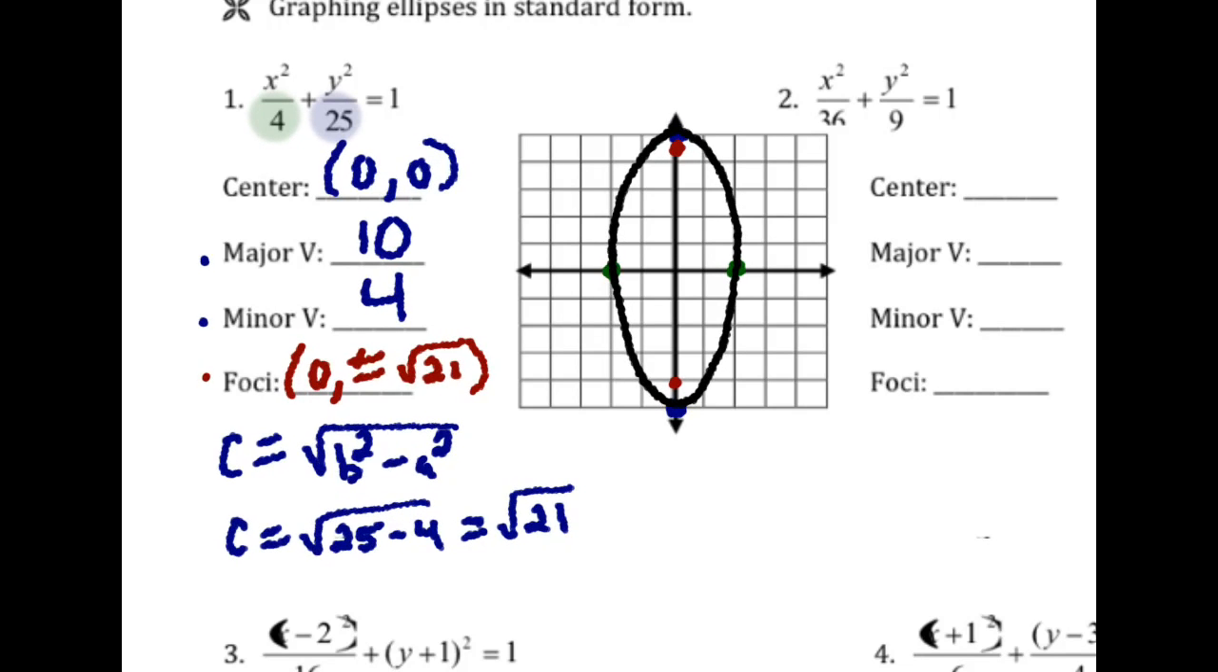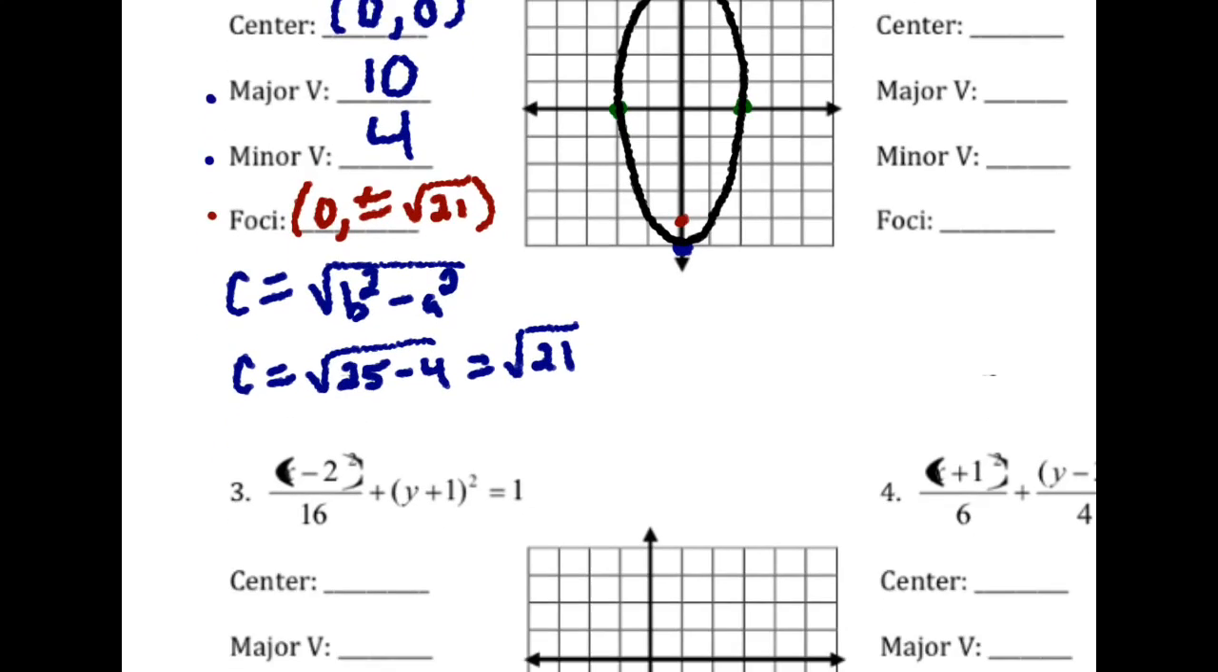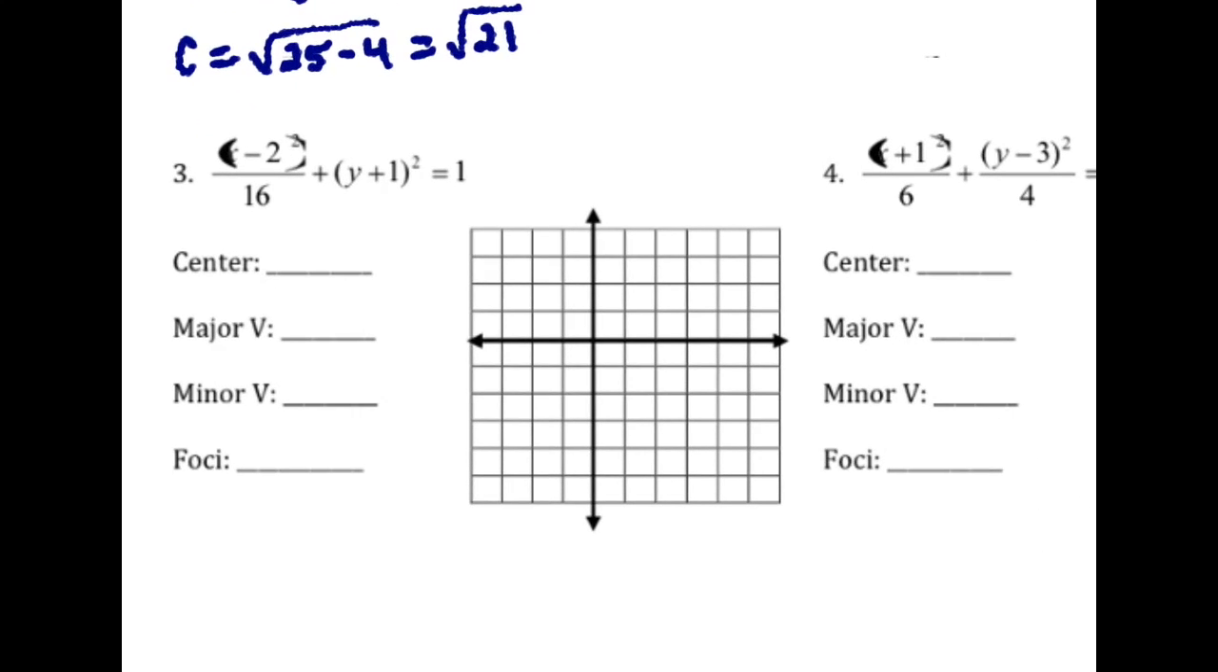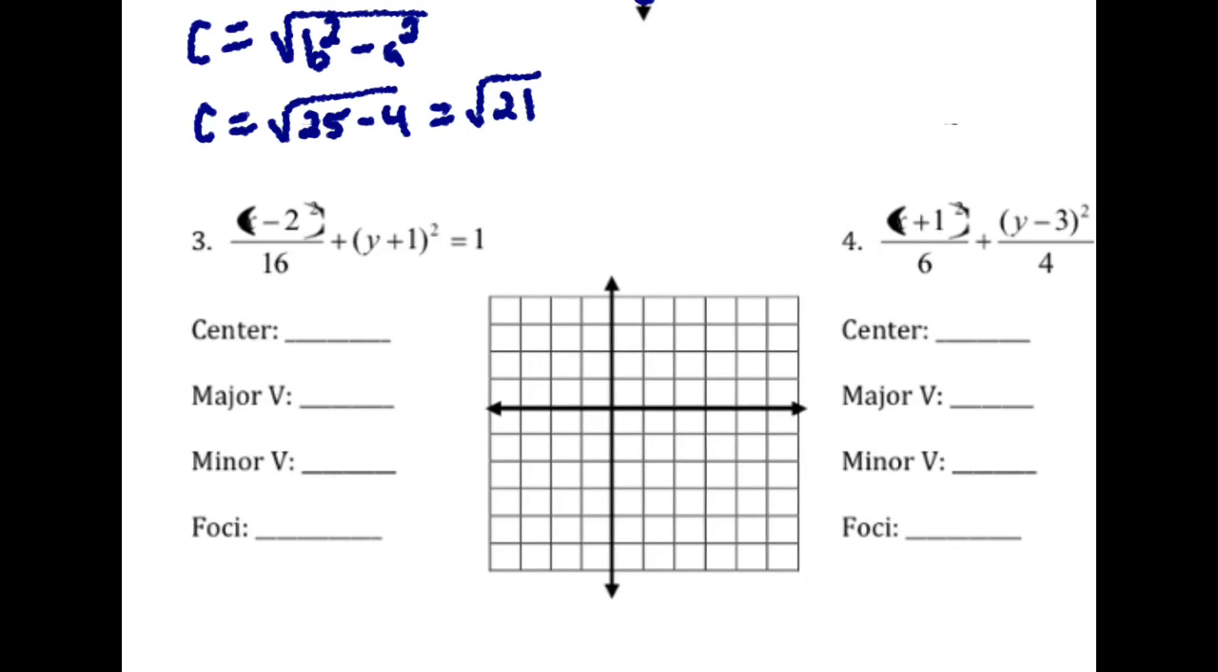Okay, now we'll take a look at one where we have a little bit of shifting involved, so I'm going to skip ahead here to number 3. Sorry about the typo on that. This numerator here should be x minus 2 squared. So we'll just deal with it that way as we go along here.